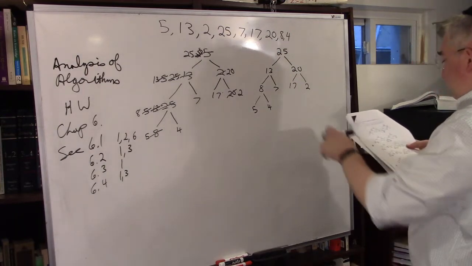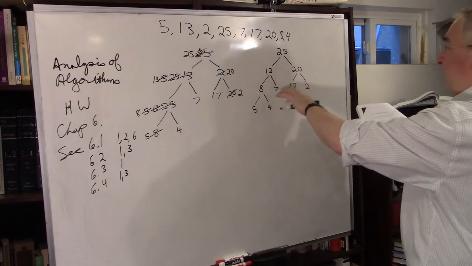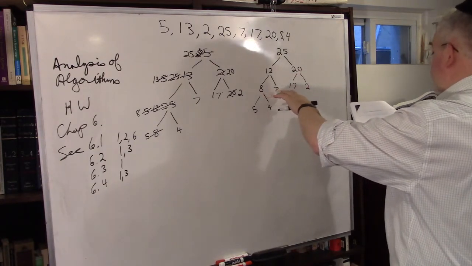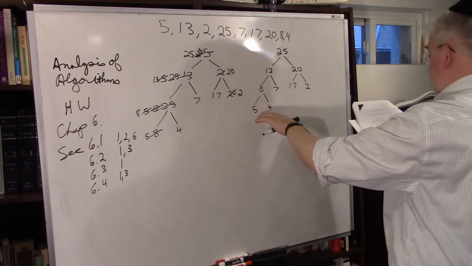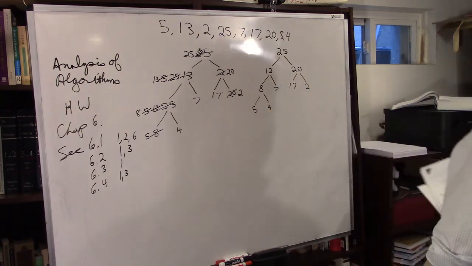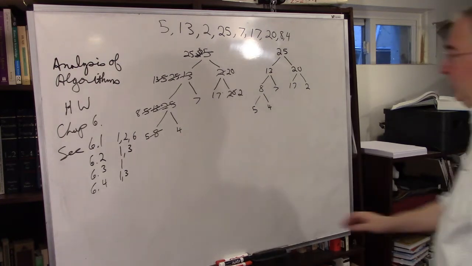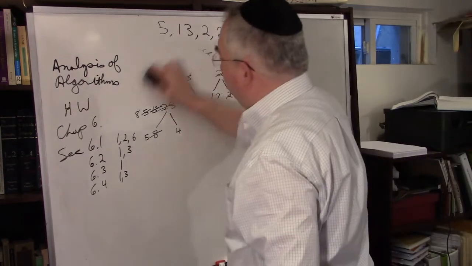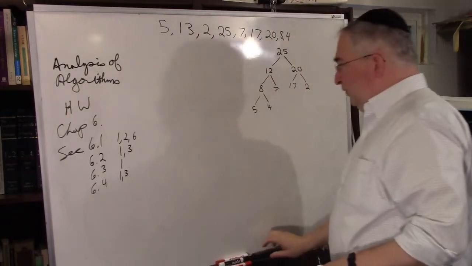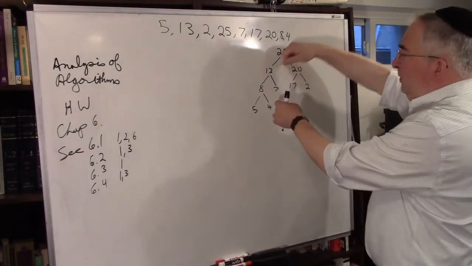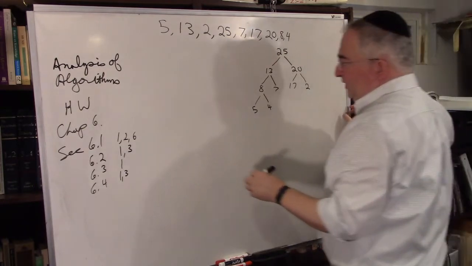25, 13, 20, 8, 7, 17, 2, 5, and 4. Okay, that works. So that is our heap. Now, what we're going to do is, we pop off the top and pull it to the end.